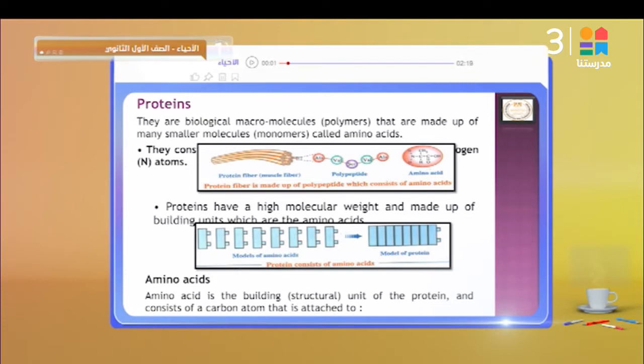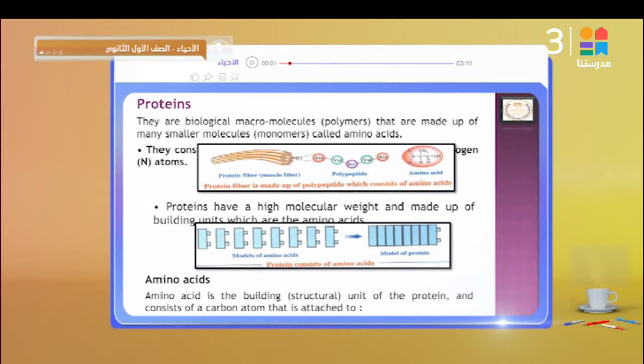What is the meaning of alkyl group? The alkyl group is called the terminal group. That means it has a very important role in defining the type of the amino acid. By changing the alkyl group, CH3, which is called R, we change the amino acid. Okay? Proteins have high molecular weight and are made up of building units which are amino acids.